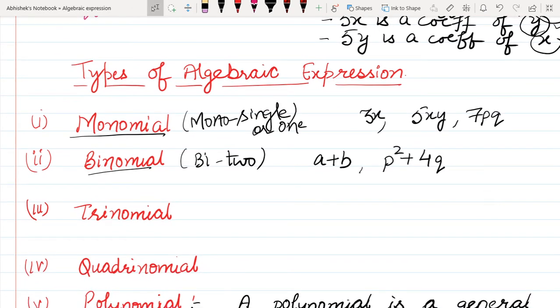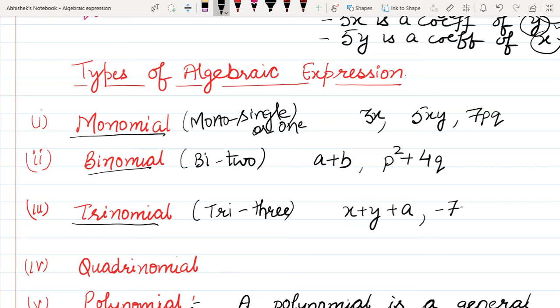So an expression which contains two terms is known as binomial. Now trinomial, from the word tri. Tri means three. An algebraic expression consisting of three terms is known as a trinomial. x, y plus a. So we can see there are three terms. Minus 7y plus p minus 2. So these are known as trinomials, because in these algebraic expressions we have three terms.